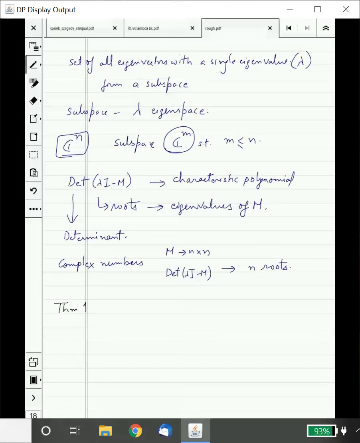We also know another thing. If P is a full rank matrix, full rank means no non-zero vector V exists such that PV is equal to 0, or we can't write a linear combination of columns to be 0. If P is a full rank matrix, then, I'm sorry, I shouldn't write M inverse, but P inverse MP and M have the same set of eigenvalues.